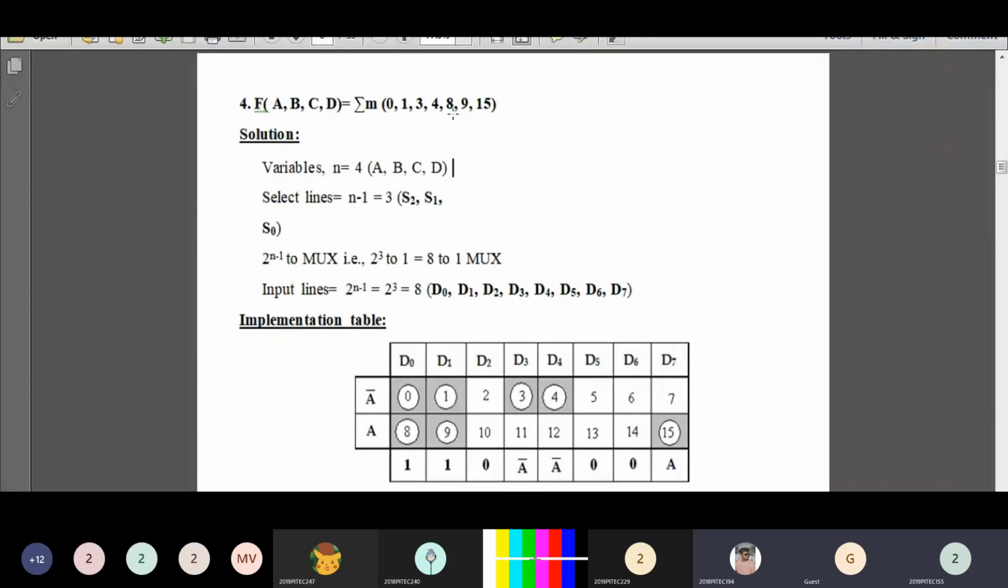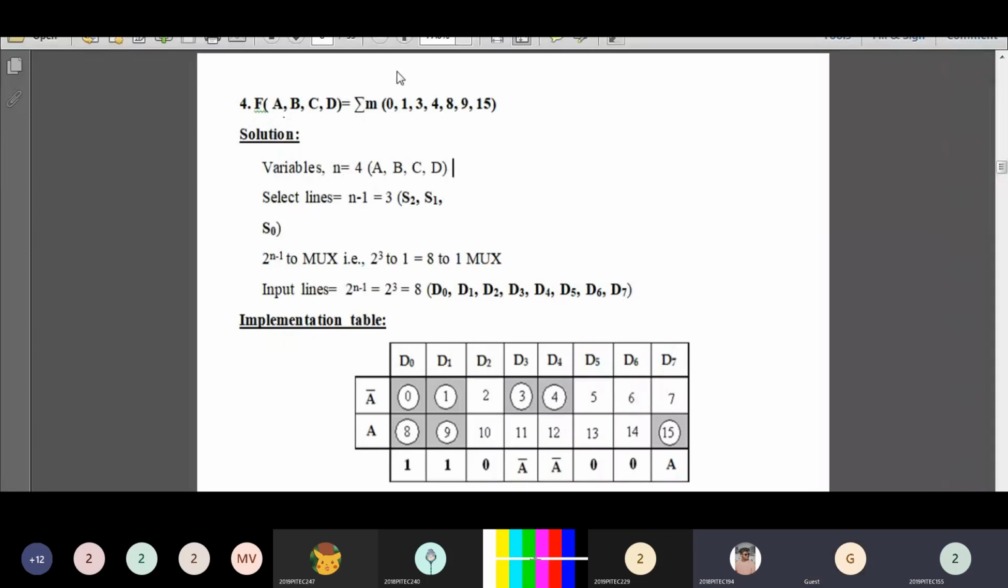This is the given function: f of a, b, c, d is equal to summation of minterms 0, 1, 3, 4, 8, 9, 15. This is the given minterm list. This is a 4 variable function. A, b, c, d is given, so it is a 4 variable function. So n is equal to 4.